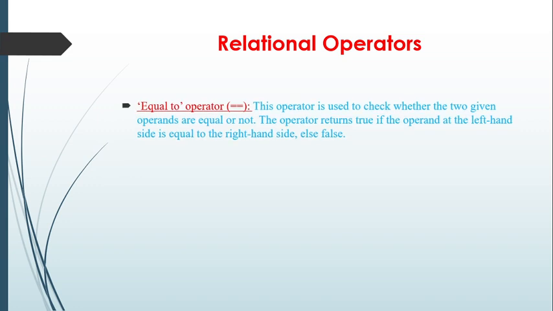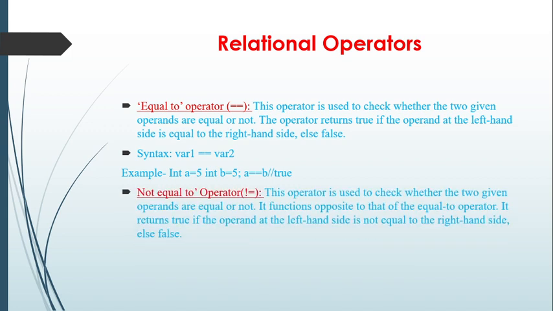So let's discuss the first relational operator, that is the equal to sign, or we can also say equals equals. This operator is used to check whether the two given operands are equal or not. The operator returns true if the operand on the left hand side is equal to the right hand side, else false. Syntax is variable 1 equals equals variable 2. For example, int a is equal to 5, int b is equal to 5, and if we consider a equals equals b, then my result is true. If I say int a is equal to 6 and b is equal to 5, and I compare a equals equals b, then it gives me the result false.